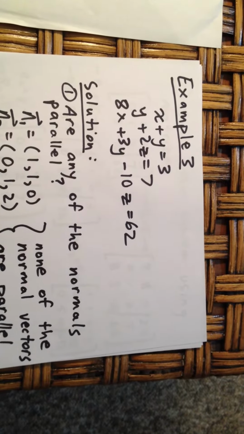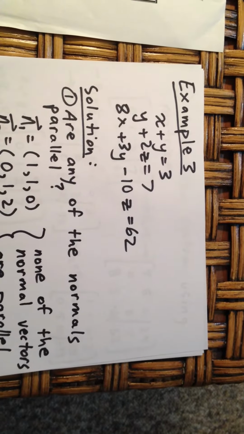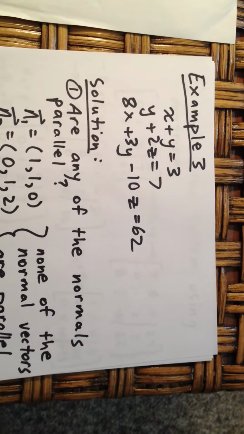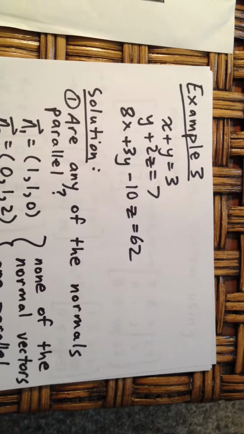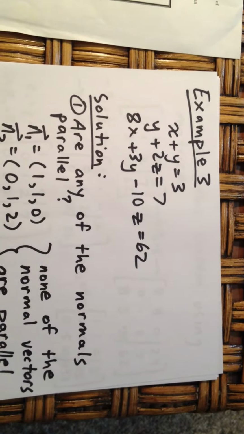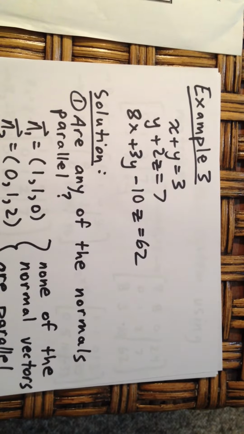We're going to determine the solution to the system x plus y equals 3, y plus 2z equals 7, and 8x plus 3y minus 10z equals 62. And specifically, we'll determine whether this is a consistent or inconsistent system.